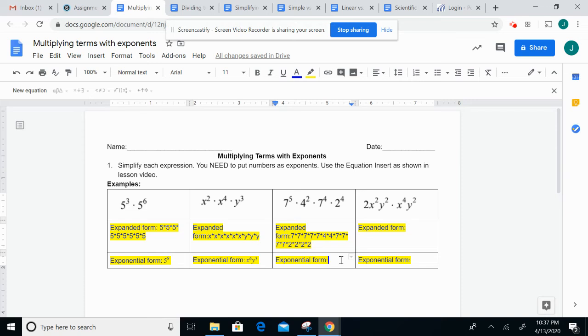Now, the exponential form. How many 7's do we have in total? We have 1, 2, 3, 4, 5, 6, 7. So make sure to do insert equation. 7 up to the 7th power. How many 4's? Still just the 2. So 4 up to the 2. And then 2 up to the 4.